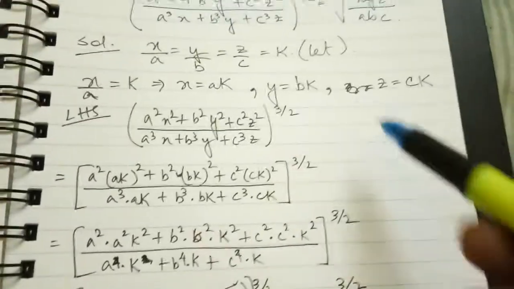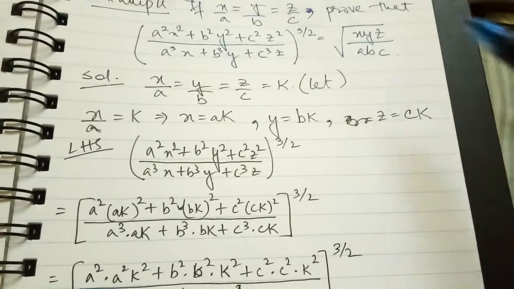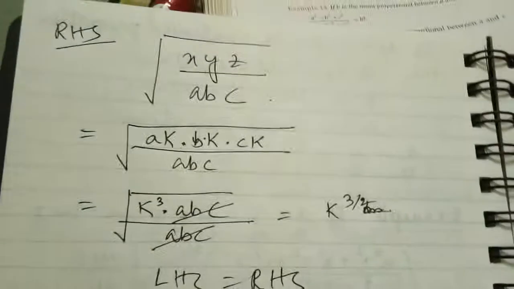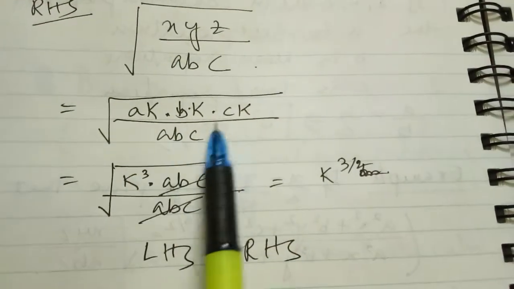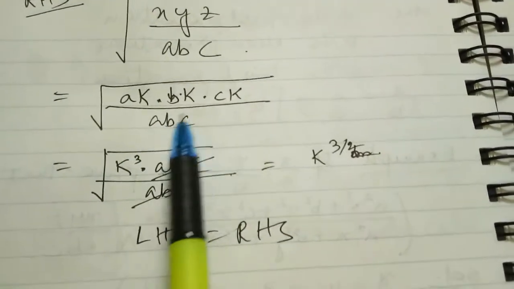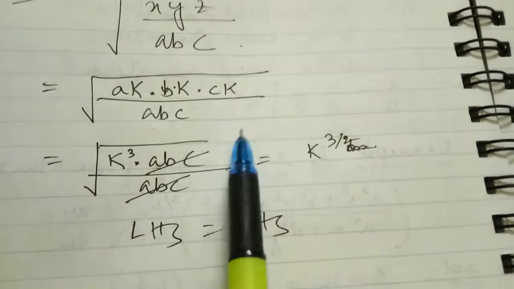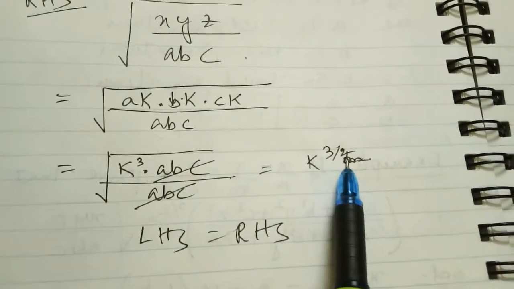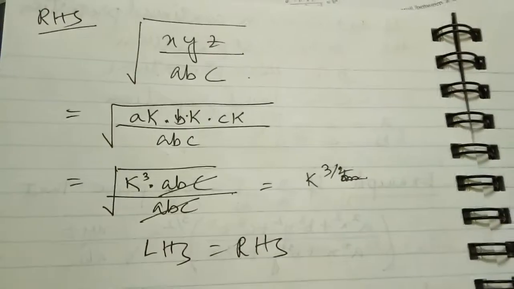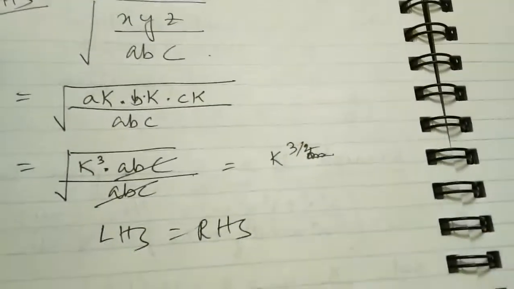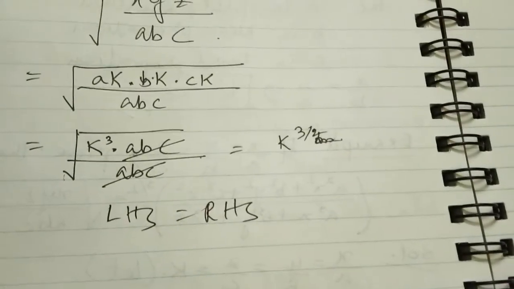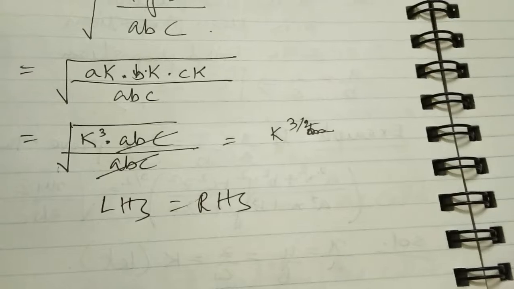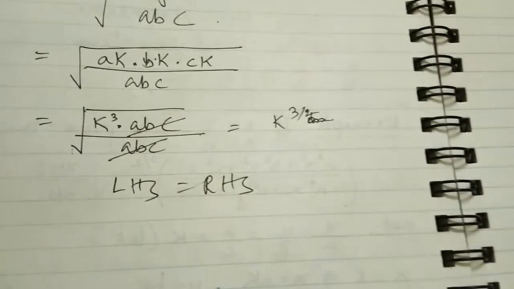This is not matching with the right hand side, so now I will take the right hand side. I put in the values of X, Y and Z. K into K into K will be K cube, and ABC by ABC cancels out. Then what remains is 3 by 2. Why? Because the value of a root is a half power, so half into 3 is 3 by 2. So LHS equals RHS.